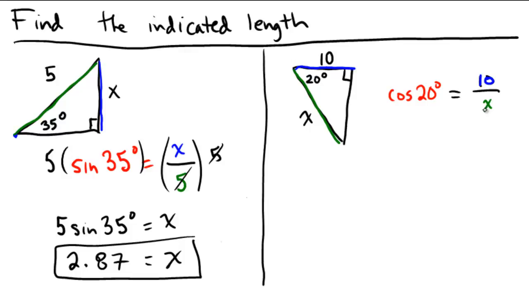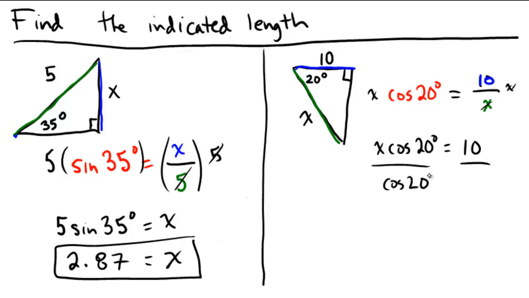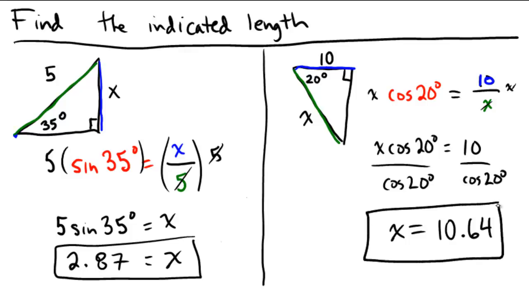Okay, so now our x is in the denominator. It takes a little bit of different type of work here. Let's multiply both sides by x so that we get x cosine 20 degrees equals 10. And then we'll divide both sides by cosine of 20 degrees, because this will do the job of isolating the x. So again, standard calculator here, 10 divided by the cosine of 20. If you did it on your calculator, hopefully you're getting an answer of 10.64 when rounded to 2 decimal places.